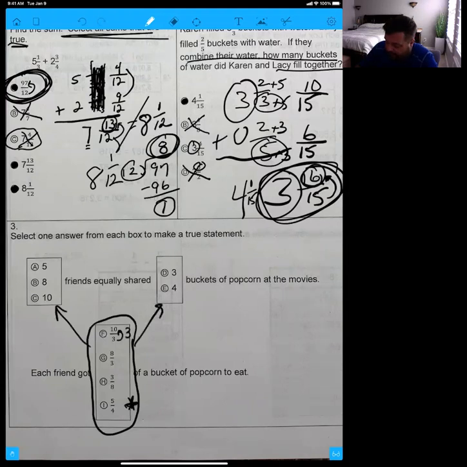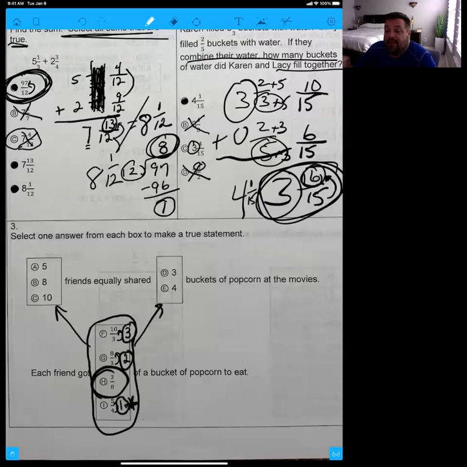with some left over. 3 goes into this 8 2 times with some left over. 4 goes into this 5 1 time with 1 left. So this one would say each friend got 3 buckets of popcorn and some, this one 2 buckets and some, and this would say 1 and some. Only one of these even comes close to making sense. So you would have to get that box first.